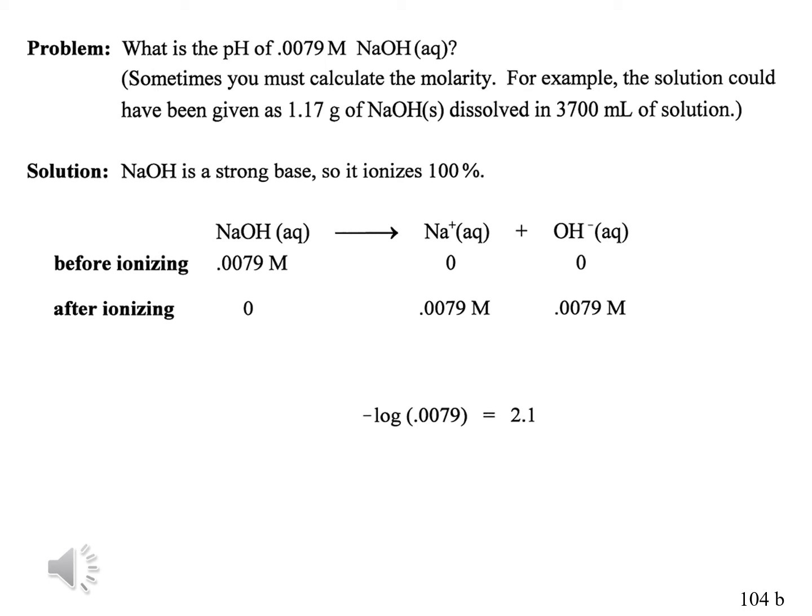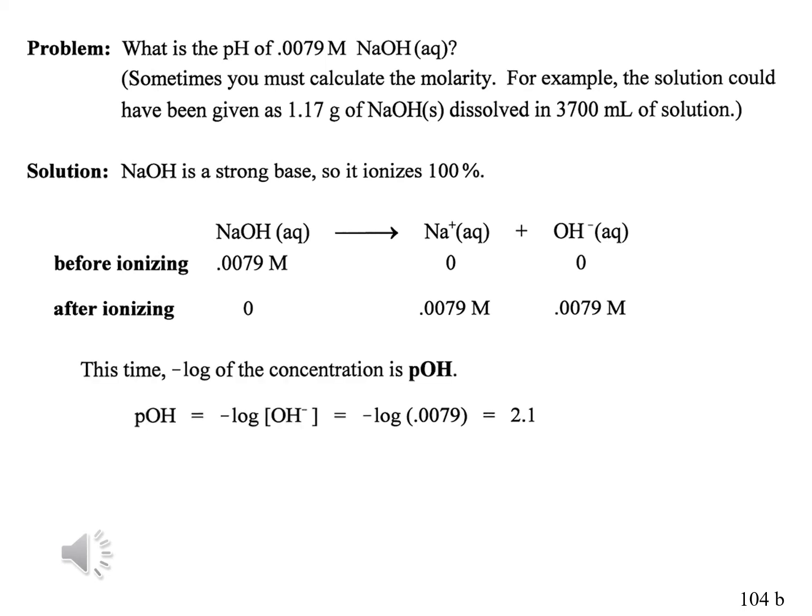You're still going to do that, but the difference is this time that is not the pH, because the 0.0079 this time is OH. So we have to calculate that OH and convert it to pH. So what the minus the log gives you is actually the pOH, and then we convert it to pH. You take 14 minus the pOH, and you get the pH. This is a good pH for a base.